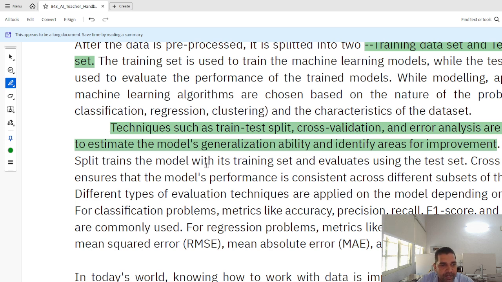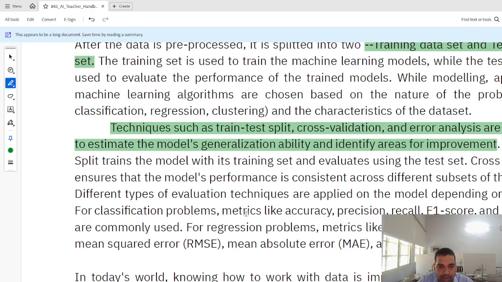The train-test split trains the model with its training set and evaluates it using the test set. So this is called the train-test split. We train the model with the training set data, 80% of the data, and after that we do the prediction on the 20% test set data. Cross-validation ensures the model's performance is consistent across different subsets of the data. Different types of evaluation techniques are applied on the model depending on the data.